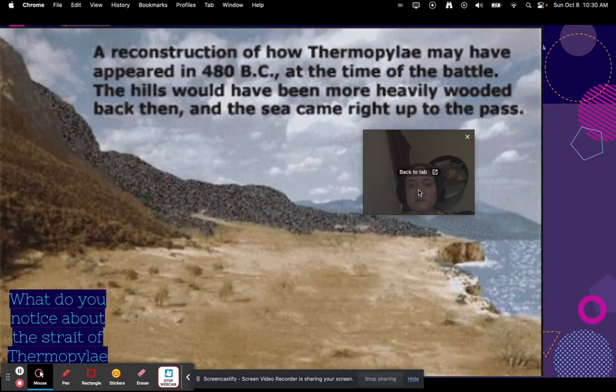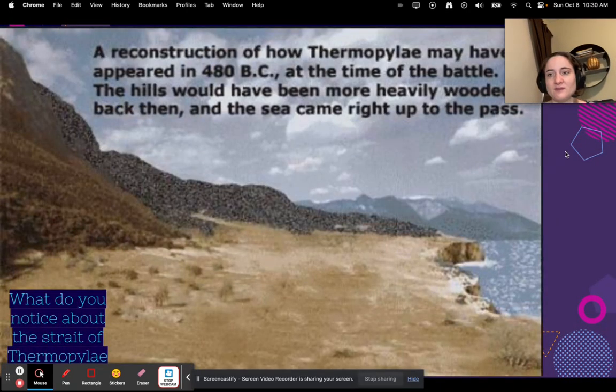So here's my next question for you. Here is an artist's rendition of what the land is like for the Battle of Thermopylae. What do you notice in this picture about the Strait of Thermopylae?